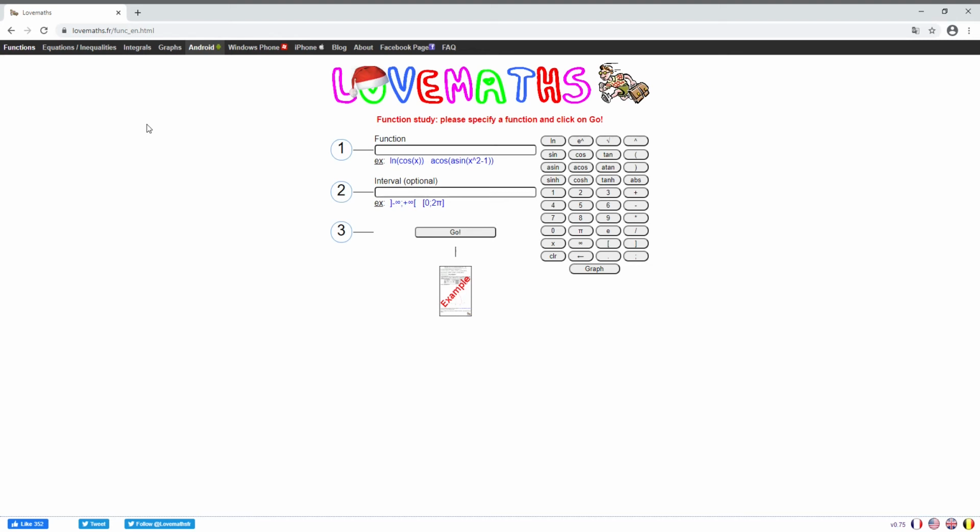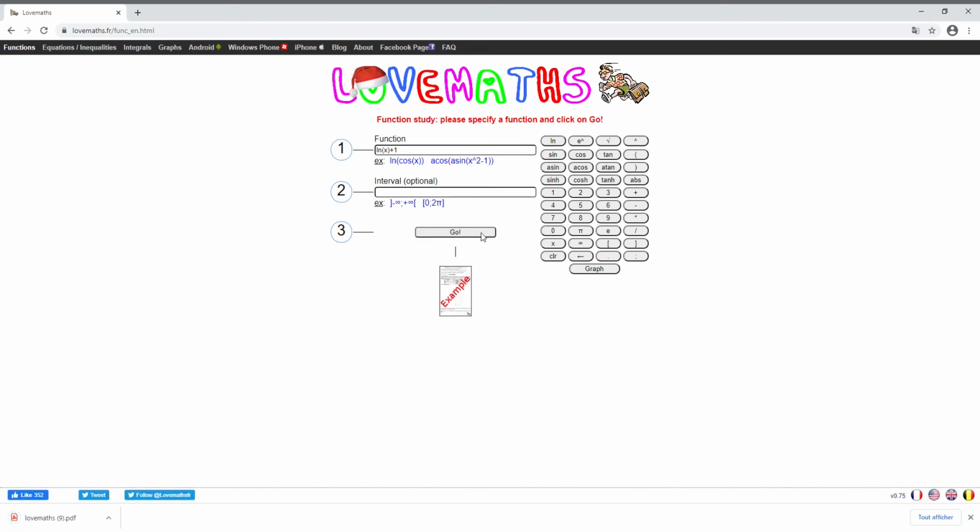The first possibility offered by this website is to do study of functions. In order to study a function, we just have to enter the function in the first field, number 1. For example, here we will choose the function log x plus 1. And then we just have to press the go button. We don't specify any interval. It will be found by the application itself.